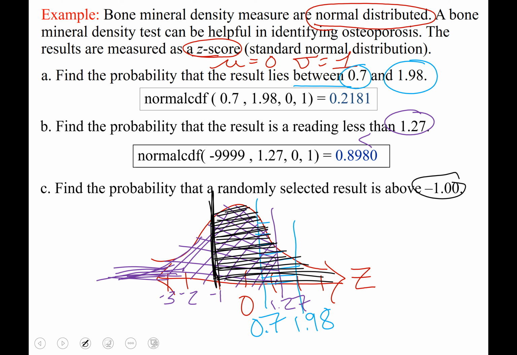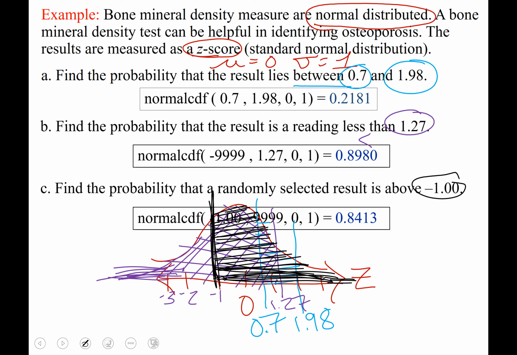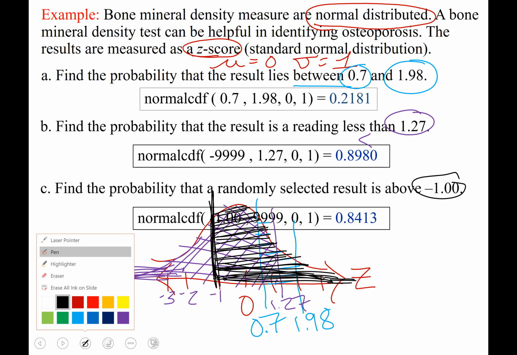Okay, we're given a z-score and we're asked to tell them the probability. So we need to use the program normal CDF. The shading obviously starts at -1. The shading not so obviously stops at some random large number. So I will use positive 9999. Mu is 0, sigma is 1, and if we run that correctly, we get 0.8413. I'm going to erase the graphs now.